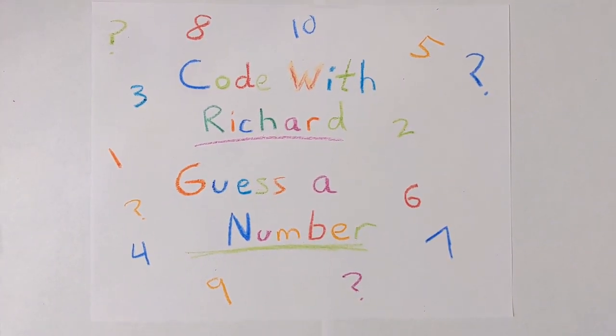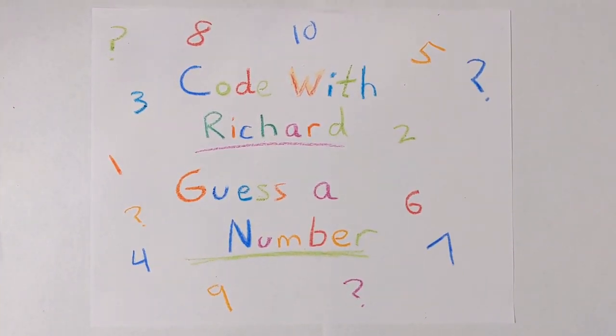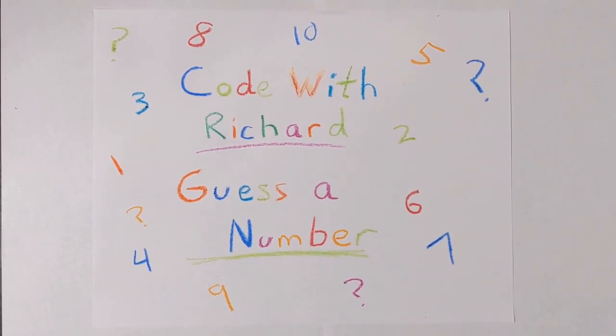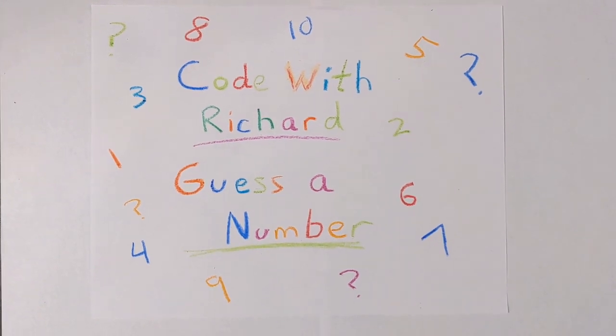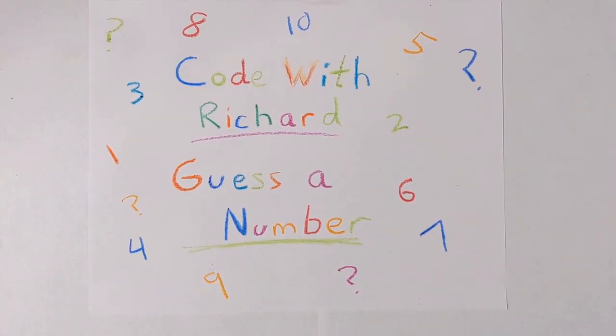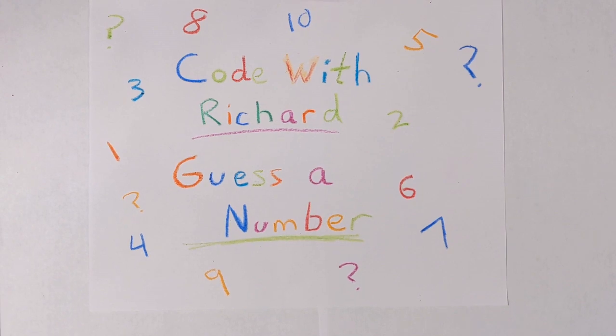This episode is Guess a Number. This will be a very simple game where the user will guess a number between 1 and 10, and if the user is right, then they will be rewarded and win. If they guess incorrectly, then they lose.